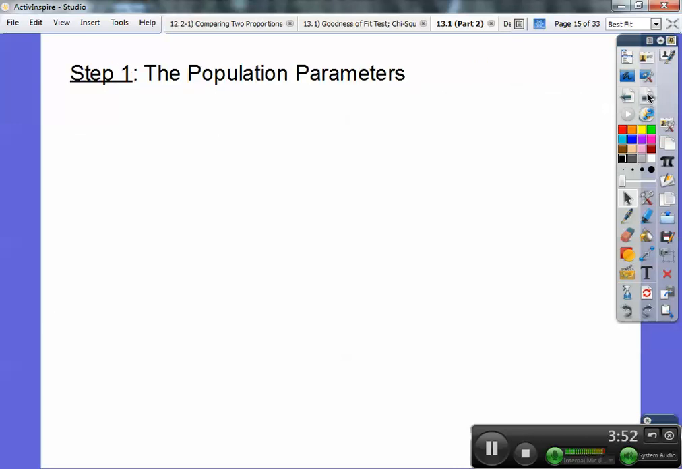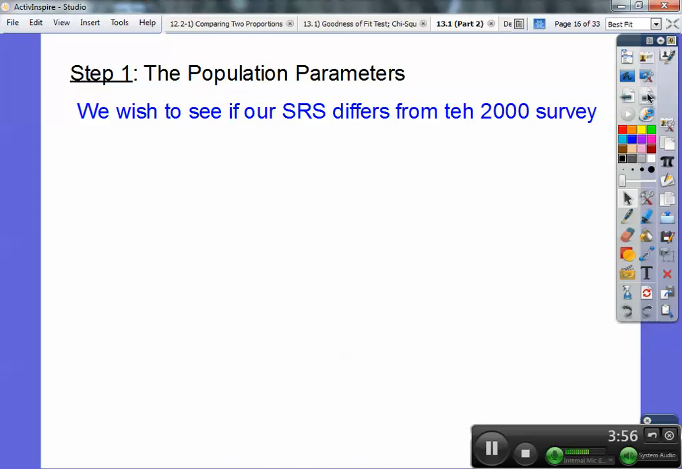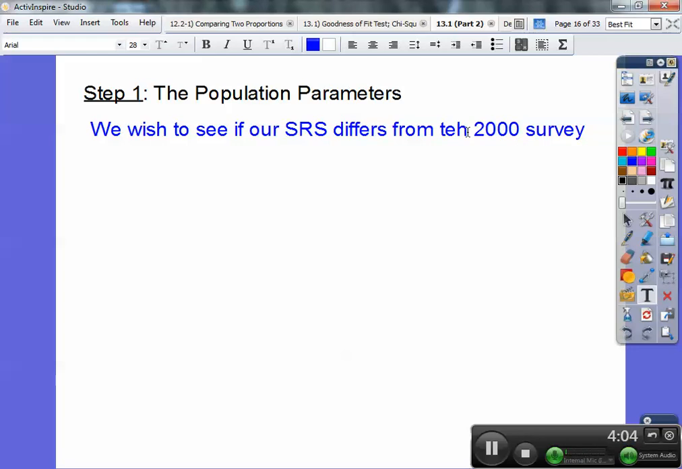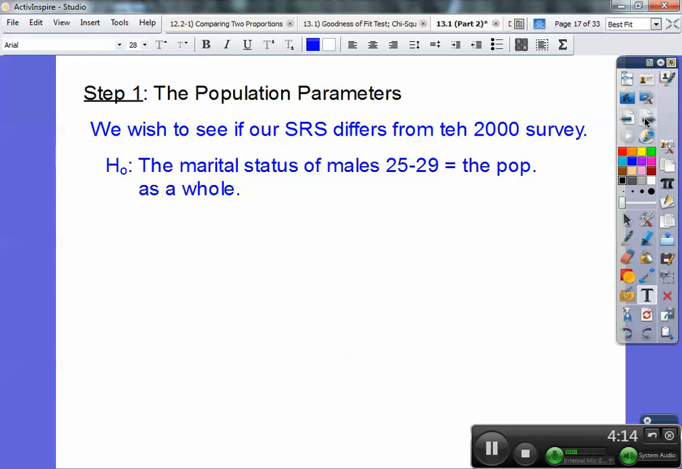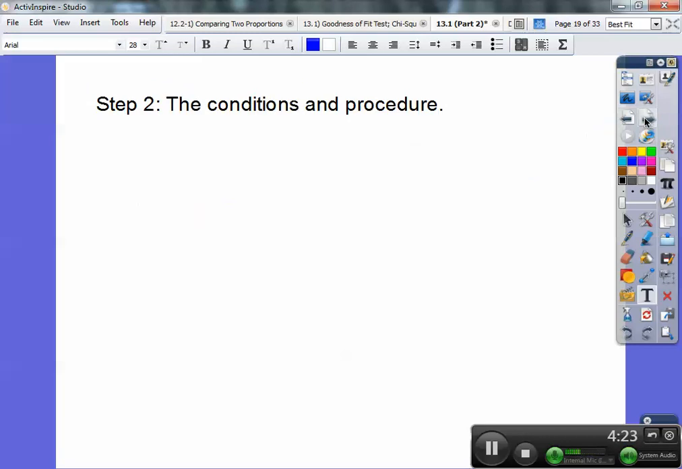All right, so the population parameters are: we wish to see if our SRS differs from the survey. Let me save that. I'll save that at the end. All right. So my null hypothesis is the marital status of the males 25 to 29 equals the population as a whole. Okay, and your alternative is that they don't equal the population.